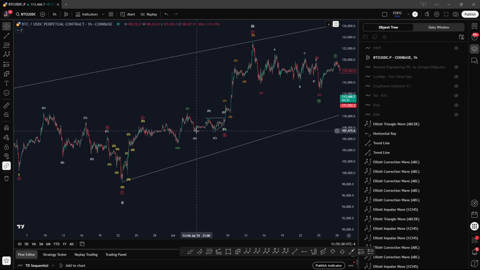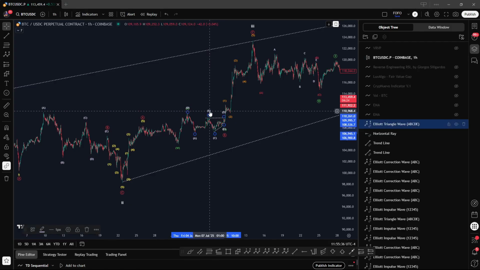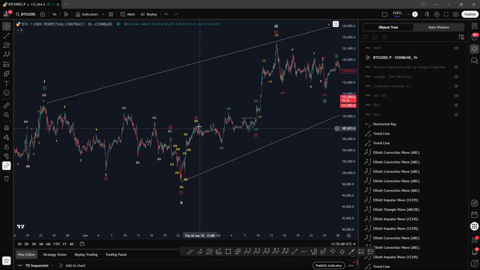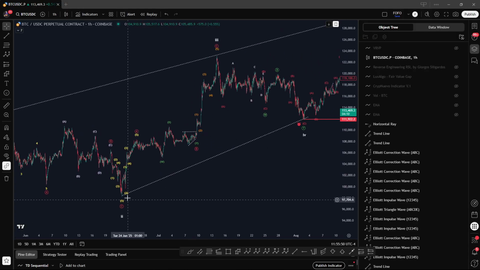All right, which means C cannot break the bottom of A, E cannot break the bottom of C. Those are all rules of a triangle, and it meets the rules. So you have, again, a flat to triangle combination for B, which is legal. B is allowed to be that. And then since you're looking at 5, 3, 5 here, right? Then C must be 5.